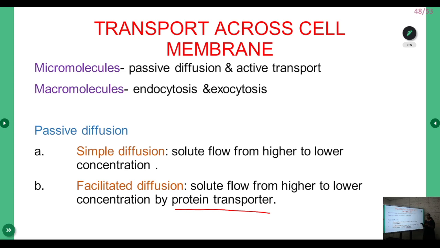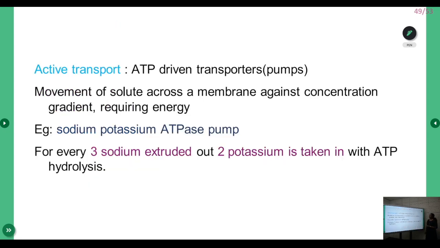So passive diffusion is of two types, simple and facilitated. Simple diffusion is just the flow of solute from a high concentration to a lower concentration. In facilitated diffusion, the solute flows from a higher to a lower concentration, but by means of a protein transporter, so there is something that helps the transport of these substances. Then comes active transport, commonly known as the pumps. That is the movement of solute across a membrane against the concentration gradient, and this is an energy-consuming process that requires the release of energy.